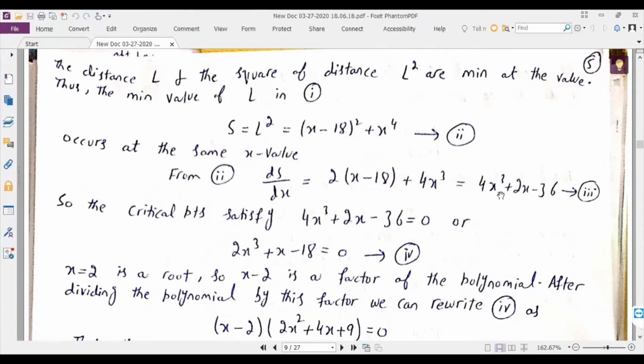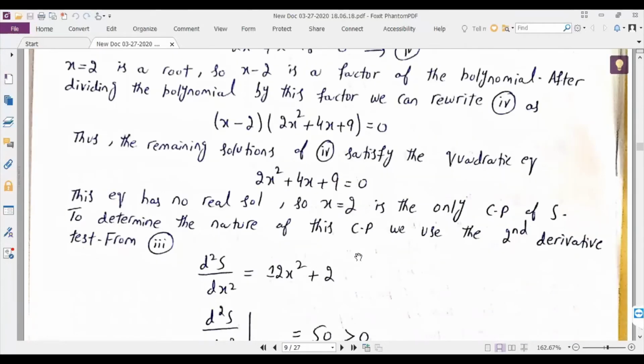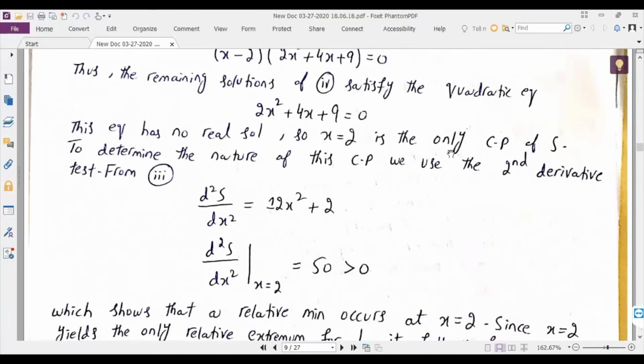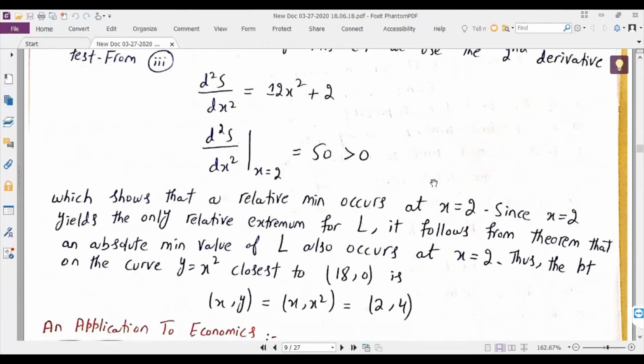Taking the derivative and setting it equal to 0 to find the critical point, I get this equation. x equals 2 is the root, while the others are not roots. So x equals 2 is the only critical point of the expression. To determine the nature of this critical point, we'll use the second derivative test. Taking the second derivative and substituting the value 2, I'm getting a positive value, greater than 0. This means that a relative minimum occurs at x equals 2.